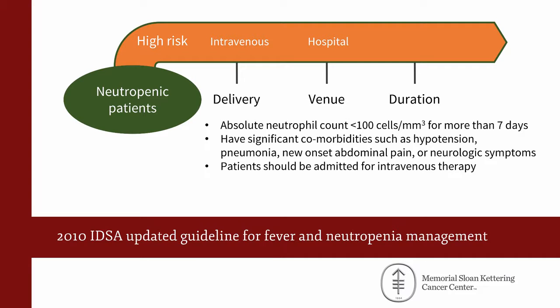High-risk patients are anticipated to have an absolute neutrophil count less than 100 for more than 7 days after cytotoxic chemotherapy and/or have significant comorbidities such as hypotension, pneumonia, new onset abdominal pain, or neurologic symptoms. These patients should be admitted for intravenous therapy.